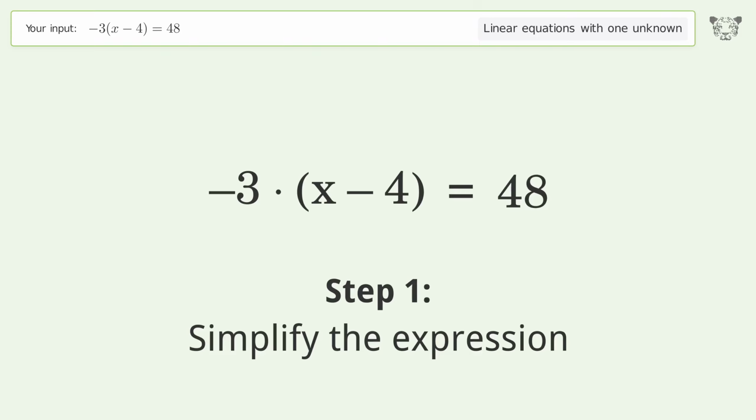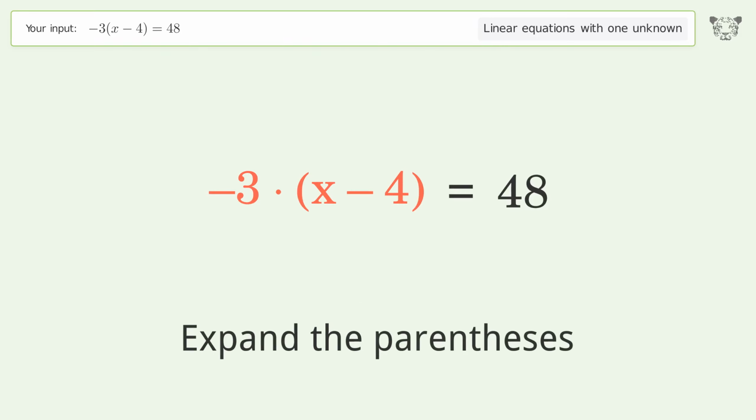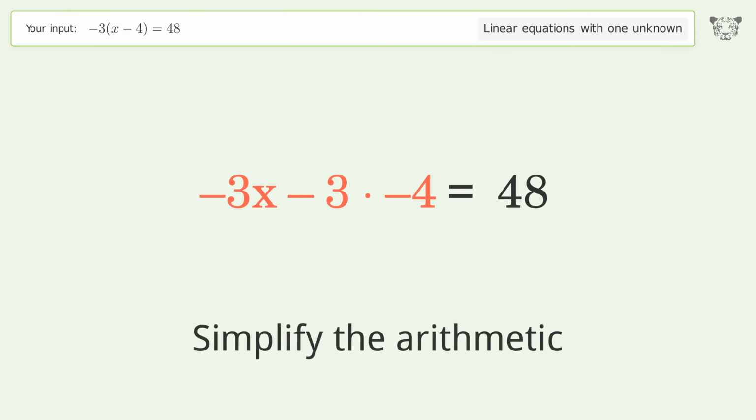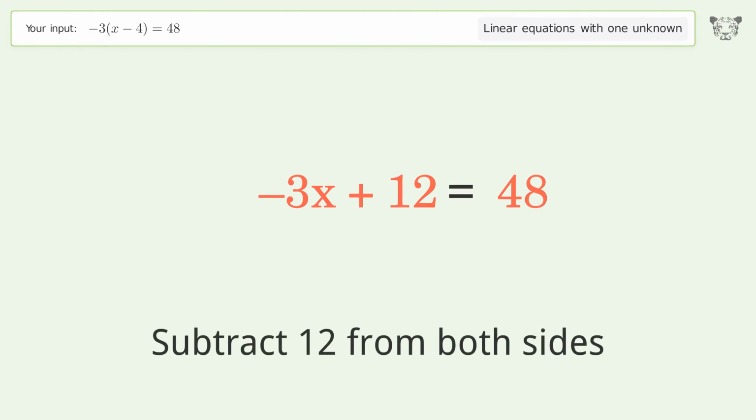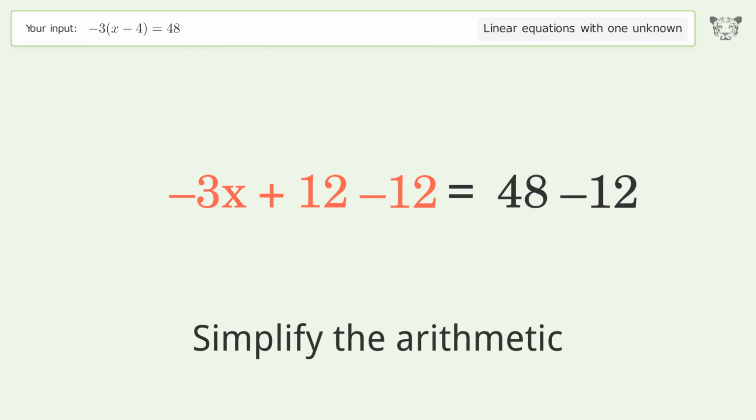Simplify the expression. Expand the parentheses. Simplify the arithmetic. Group all constants on the right side of the equation. Subtract 12 from both sides. Simplify the arithmetic.